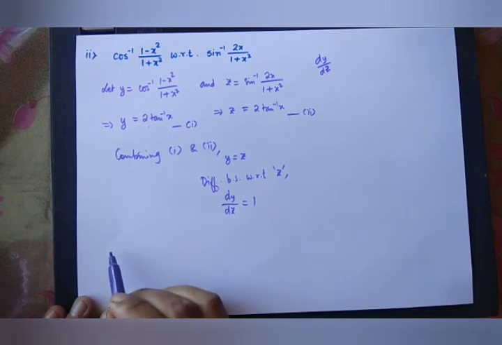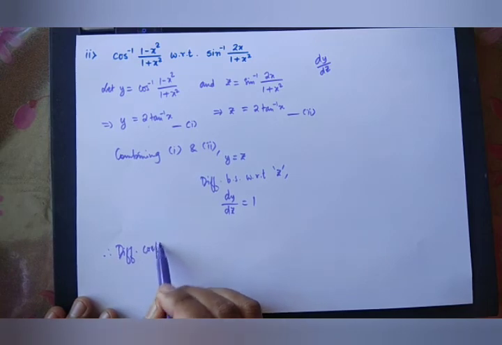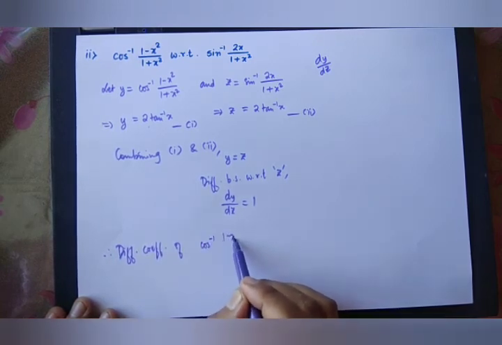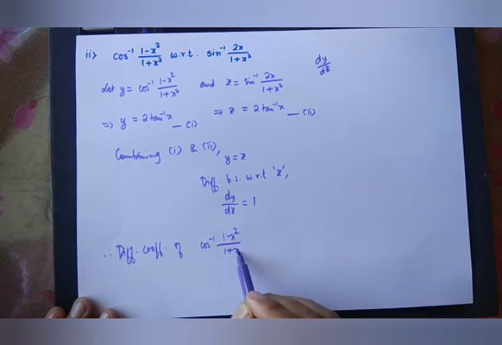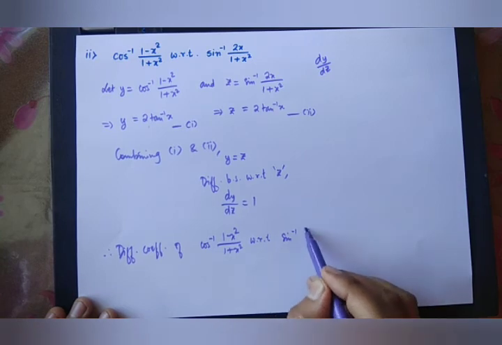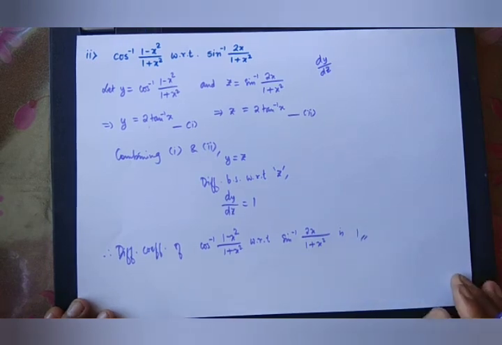So ultimately you need to write: therefore the differential coefficient of cos inverse of (1 minus x squared) by (1 plus x squared) with respect to sine inverse of 2x by (1 plus x squared) is 1. So this is our answer. Pause the video to note down.